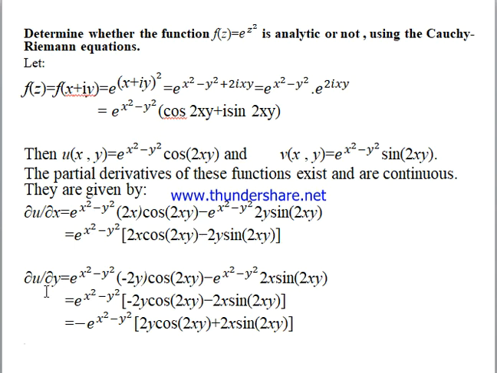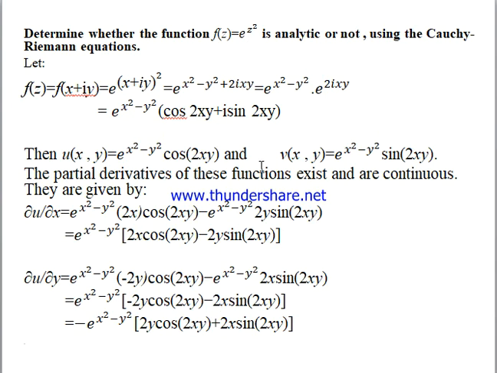After that you can go to ∂u/∂y, with respect to y, and you can find it the same way. e^(x² - y²) into the derivative of x² - y² with respect to y, which is -2y, times cos 2xy, minus e^(x² - y²) into the cos derivative, which is minus sin 2xy, into the derivative of 2xy with respect to y, which is 2x. So then write 2x here. Here also we can take e^(x² - y²) common, and the minus also common: -e^(x² - y²)(2y cos 2xy + 2x sin 2xy).